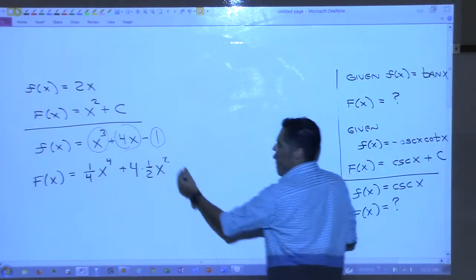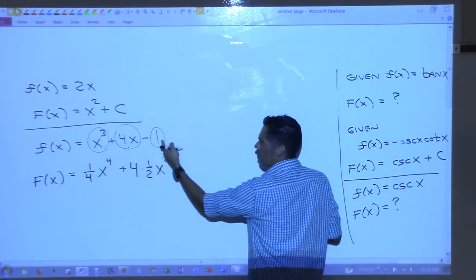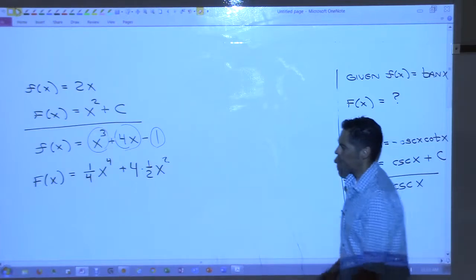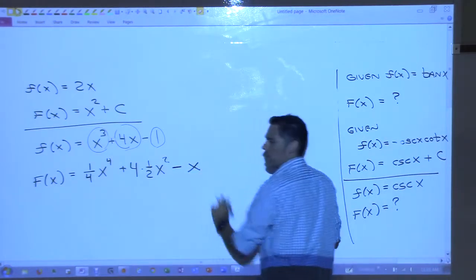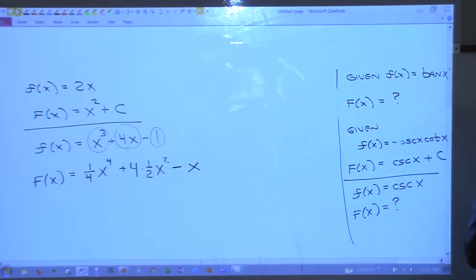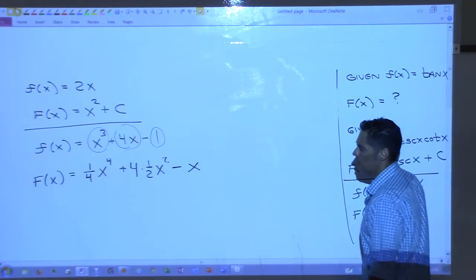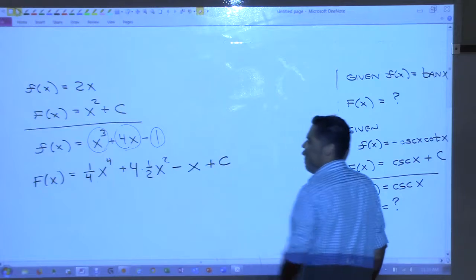And then what about the last piece? What's the antiderivative of 1? Just x. You just need to remember that the derivative of x with respect to x is 1. And I'm missing one more thing. I always have to throw my plus c out here.